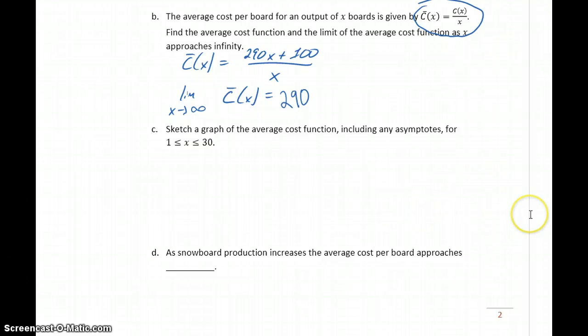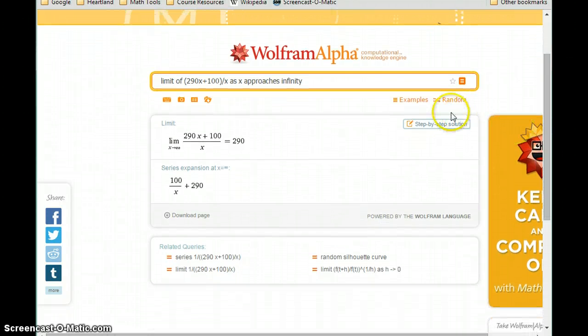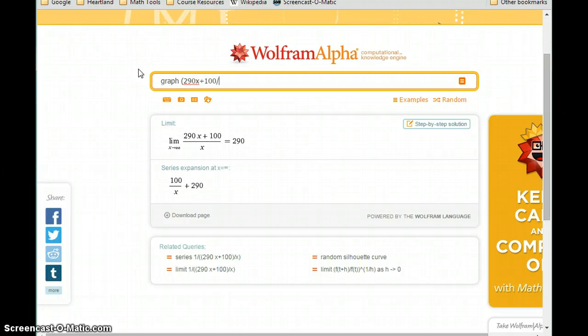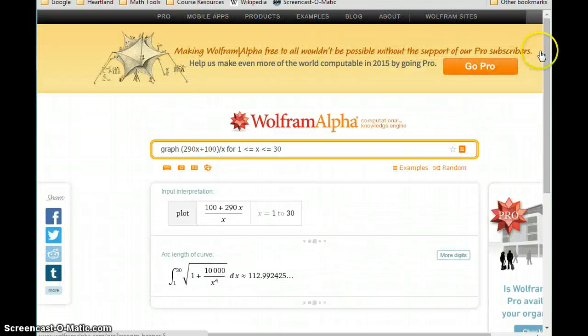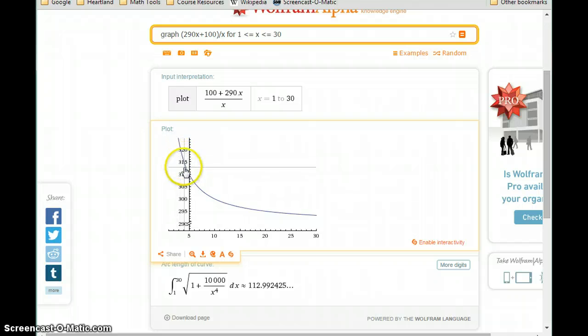In part C, we want to sketch a graph of the average cost function. So we can get rid of that limit statement that we put in and instead say graph 290x plus 100 divided by x, and then we're given a domain of x between 1 and 30. So for 1 less than or equal to x, less than or equal to 30. And then Wolfram Alpha is going to output that graph, which we can see curving down and approaching closer and closer to a value of about 290.